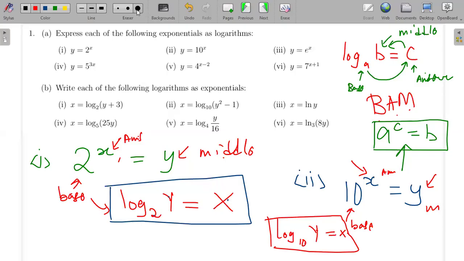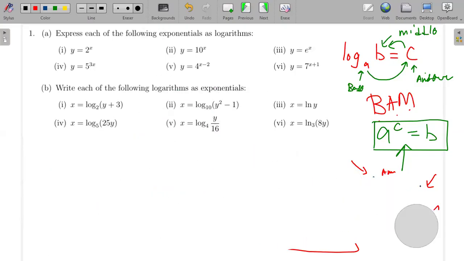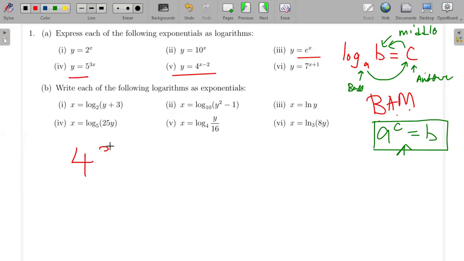Okay, if there are no questions, let's look at the fifth one. Because we're just using the same concept, this one you can try, this one you can try. Okay, let's try out this one. That one, I'll write it as 4 to the power x minus 2 is equals to what?